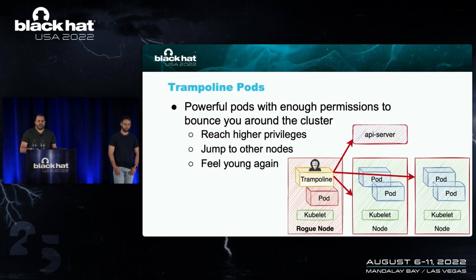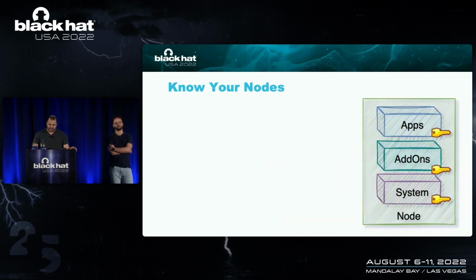Today we're going to talk about exactly this scenario, where we have an extremely powerful pod, and we name it a trampoline pod. A pod that has enough permission to bounce you around the cluster, to jump to other nodes, to get some high privilege, and basically let the attacker have some fun in your cluster. So where can those trampoline pods be?